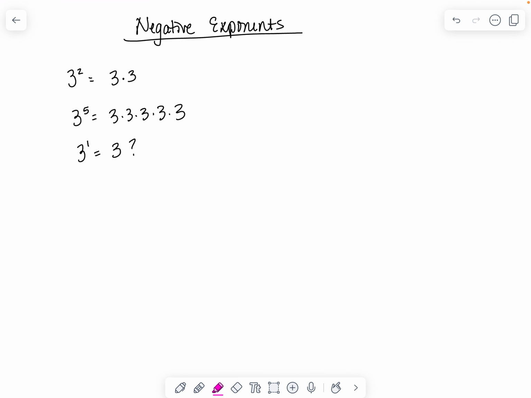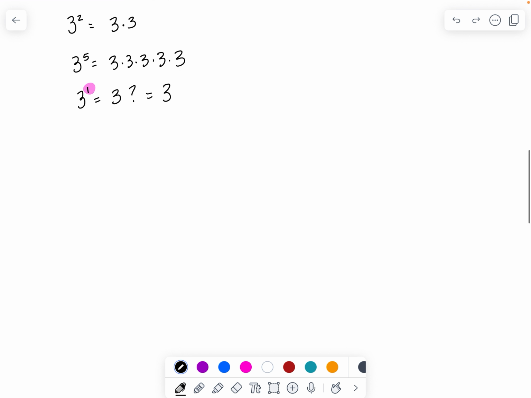Because we don't typically write that 1. We would just write 3. Well, actually, this is funny. We could write 3 to the 1st if we wanted, but we don't.